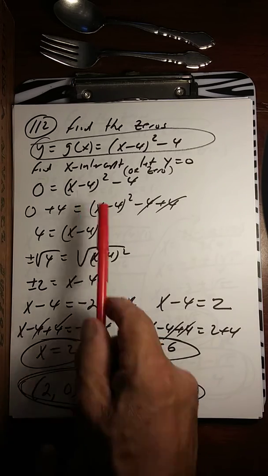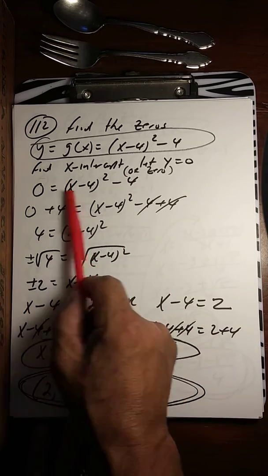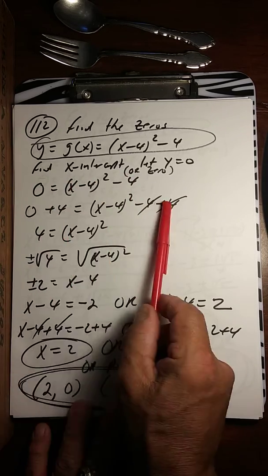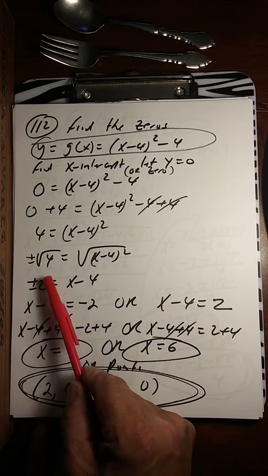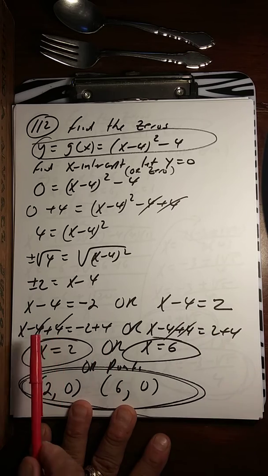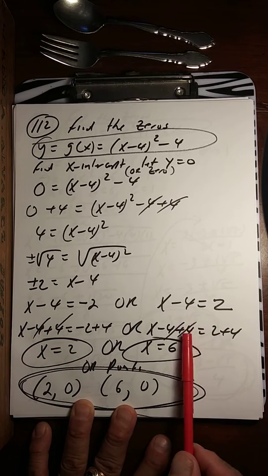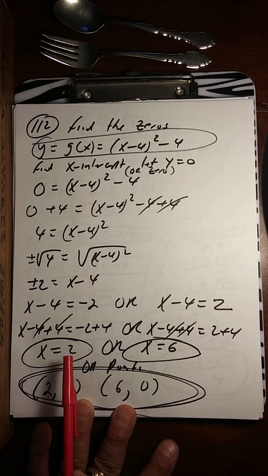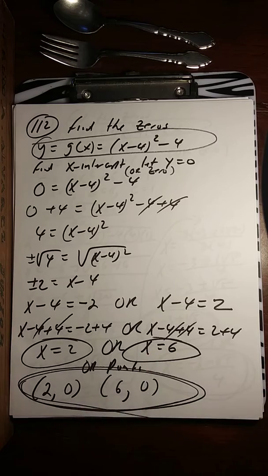Find the zeros. Set that equal to 0, x-intercept, y equals 0, 0 equals this. So now what we're going to do is add 4 to both sides, so we have 4 equals this. Square root of both sides, so we have plus or minus 2. So x minus 4 equals negative 2, or x minus 4 equals plus 2. Add 4, so x equals 2. And add 4, so x equals 6. So we have 2 and we have 6, or (2, 0) and (6, 0) are the zeros of that.